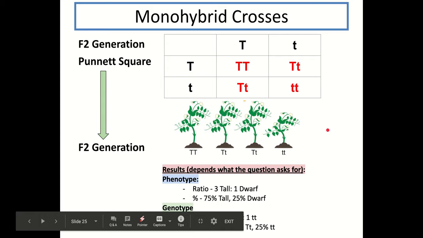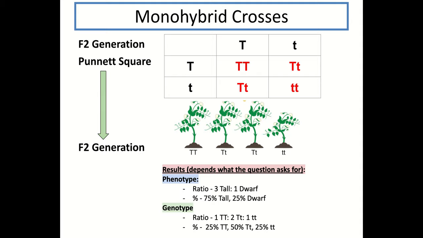So now let's imagine that instead of phenotype, they ask me about genotype instead. Let's say they ask for the genotypic ratio of the F2 generation. Looking at my Punnett square, it's a bit harder this time. There's not just two phenotypes, there's three genotypes this time: big T big T, big T little t, and little t little t. What we have to do is work out how many of each there is. So my genotypic ratio would be one big T big T to two big T little t to one little t little t.